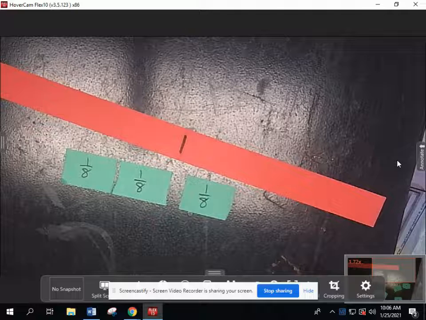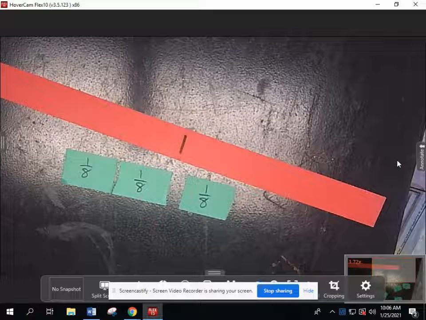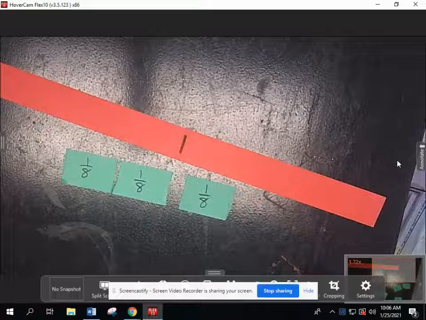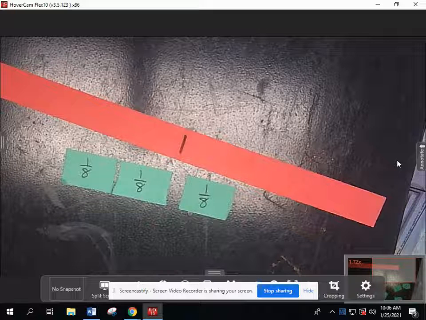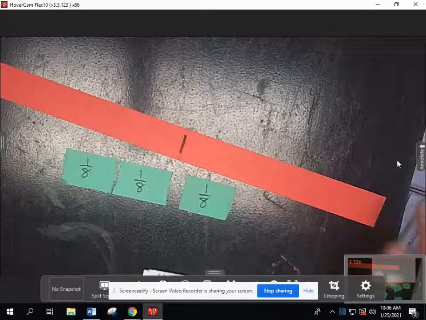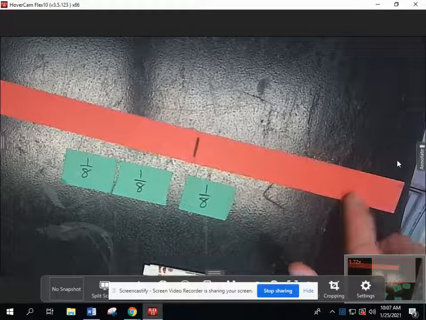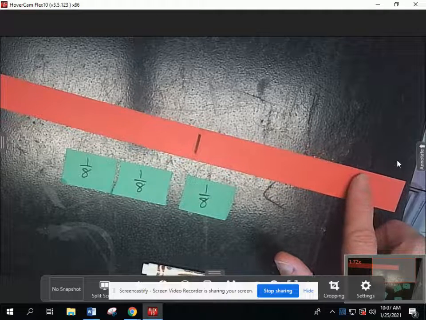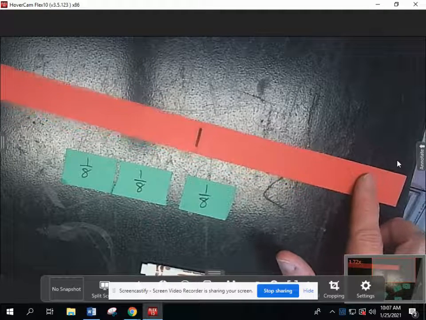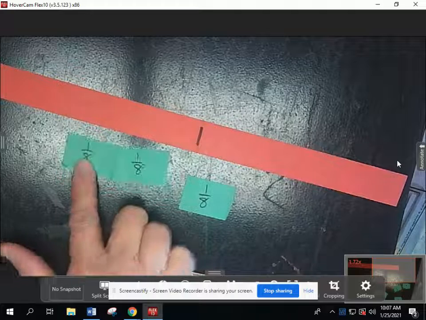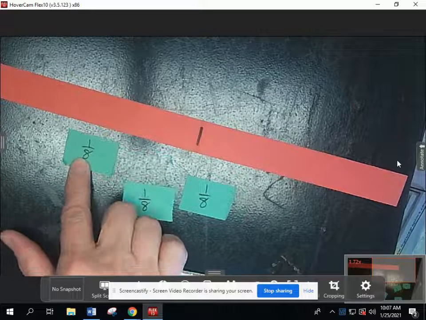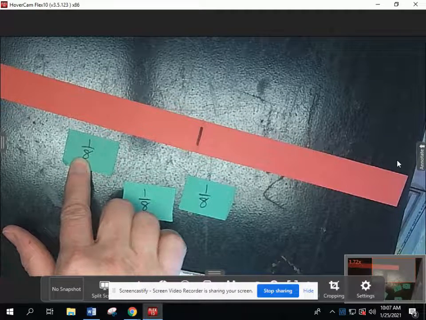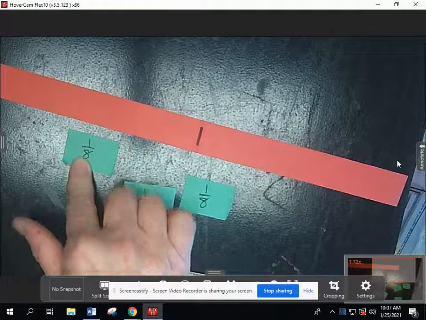Got one person with a hand in the air. What did you think, Grace? 8/8. How many of you figured that out? There's a bunch of people afraid to say this. So there are 8/8 in this. Remember, we proved this last week. So if we're at 8/8, we have to keep counting on. 8/8 plus 1/8 is how much?